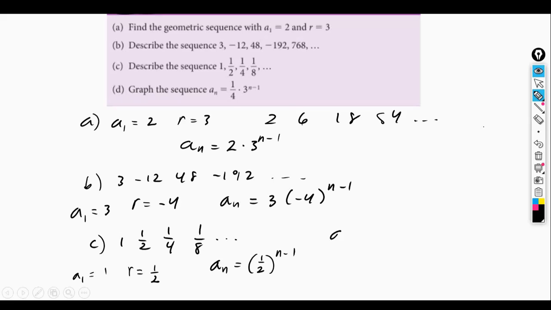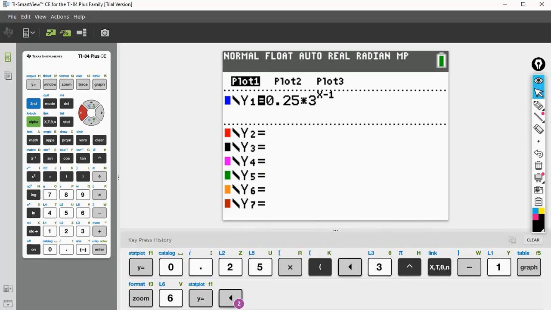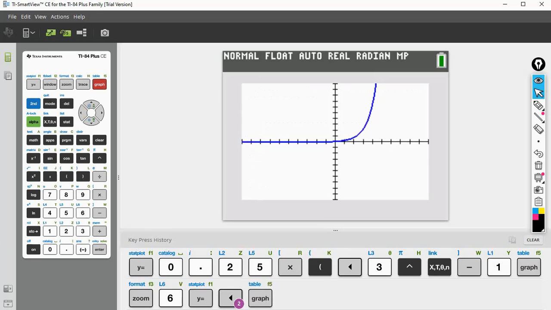For part D, they want us to graph the sequence a sub n is equal to 1/4 times 3 to the n minus 1. Now if we do it graphically, we should do it as a function, right? So we'd say that y is equal to 1/4 times 3 to the x minus 1. So this graph is obviously going to be exponential. We're going to take a look at it. So here we are with the GDC, and we're plugging it in as y equals 0.25 or 1/4 times 3 to the power of x minus 1. So we hit the graph button, and there you go. You get an exponential function. So these geometric sequences can be modeled using exponential functions.